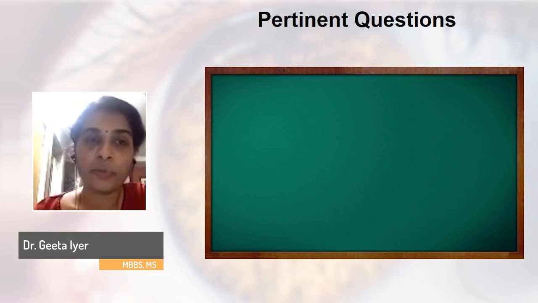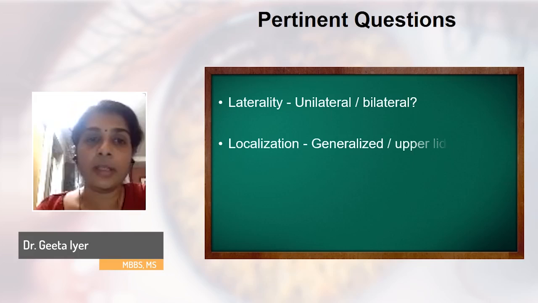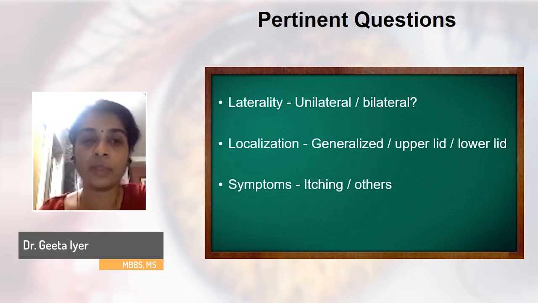I think the most pertinent questions that I would like to ask myself when I see a patient of chronic conjunctivitis is the laterality. Is this unilateral or is this bilateral? Is there a specific predilection for any particular lid in terms of affecting the upper or the lower lid, or is it just generalized? With respect to symptoms, probably the one characteristic symptom that I am significantly interested in is itching, because that tells me whether we're dealing with something which is allergic in nature or not.